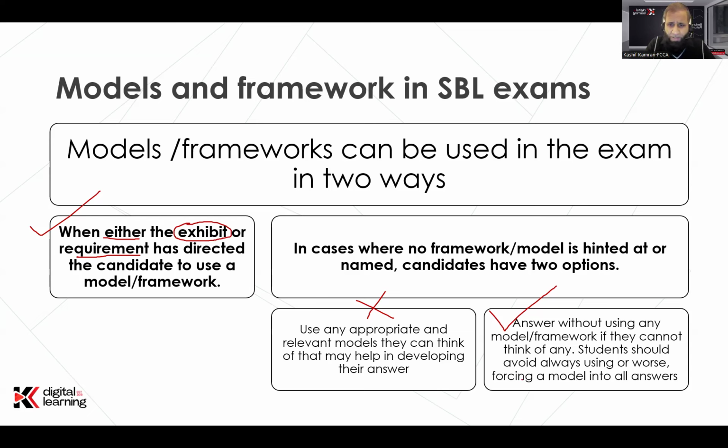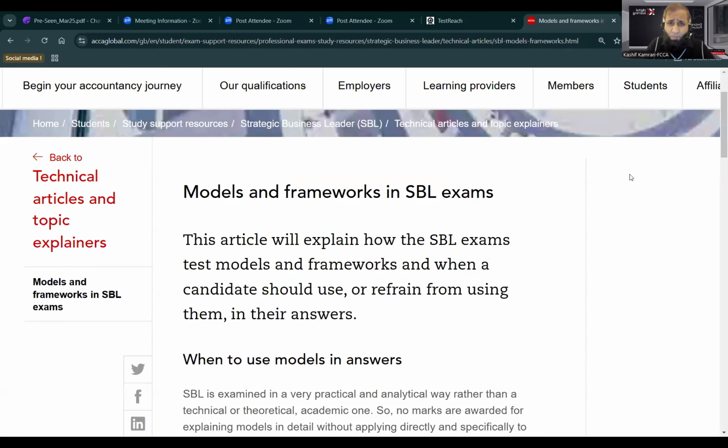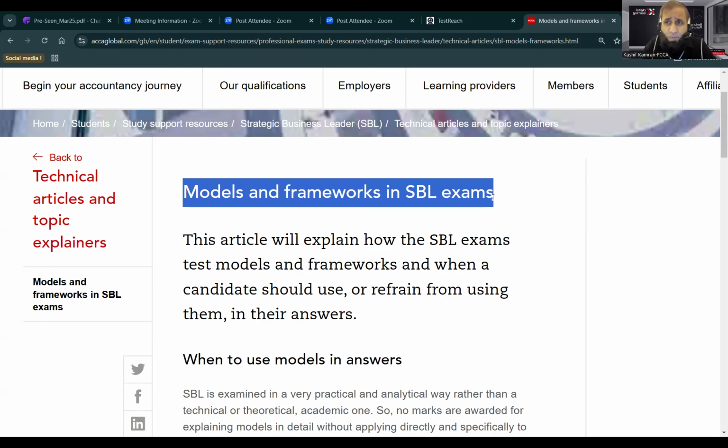Okay, just let me show you some of the examples. I was reading through an Examiner article from where I got the inspiration to make this presentation for all of you. I would like to share that with all of you on your screen. I hope you can see what's written here. Models and frameworks in SBL exam. This is what has been written by the SBL examiner.